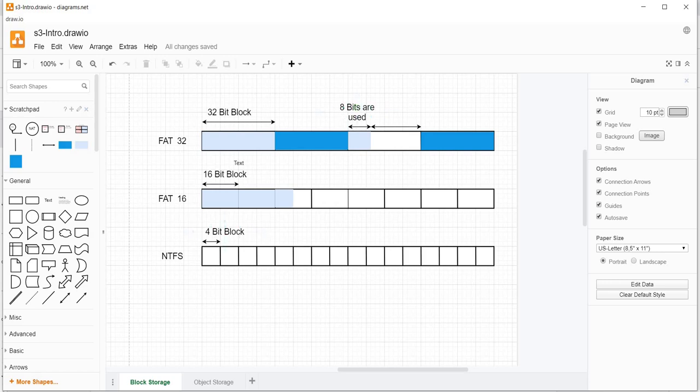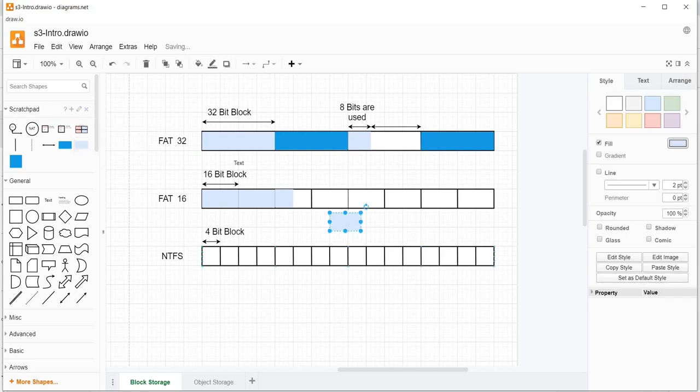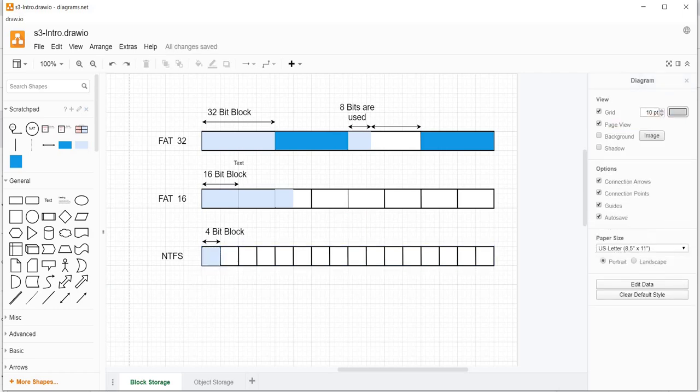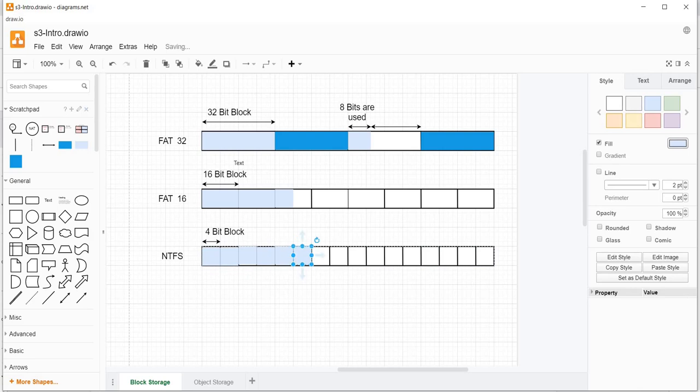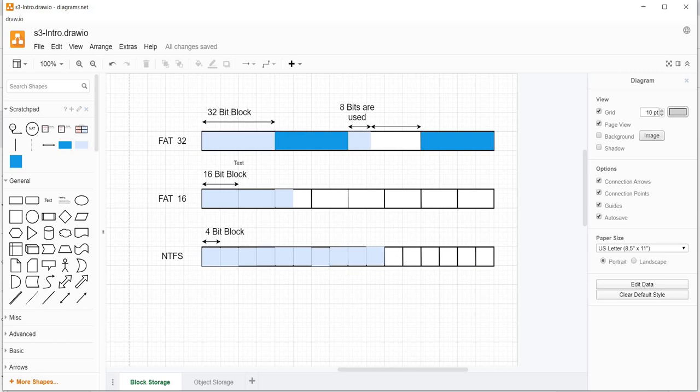So to prevent this, we created another kind of file storage system, NTFS, and over here we had 4-bit blocks. Now if I want to store a file of 40 bits, I just need to use 10 blocks. In this case there will be no wastage of space. Each block is 4 bits and we have data of 40 bits, so only 10 blocks will be used. In this case there is no wastage.